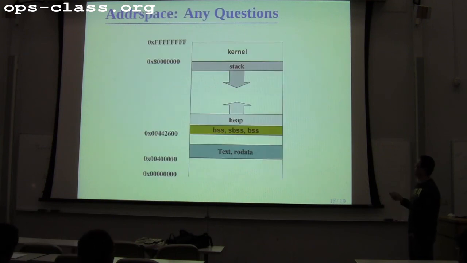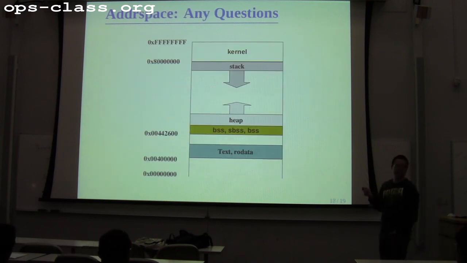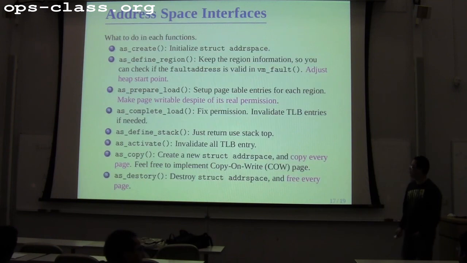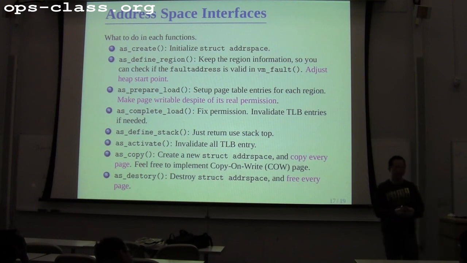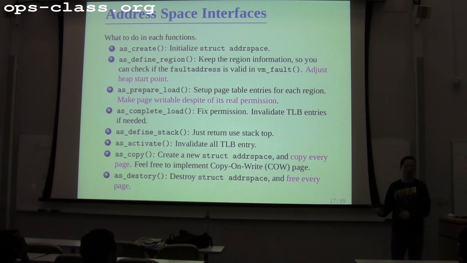Okay. So any questions on this address space? Yeah. In AS-copy, what if the page is in file? Should we copy? It depends on you. You can do some tricky stuff like two mappings mapped to one page on the disk, but you can also copy it, make it two copies. It depends on you.